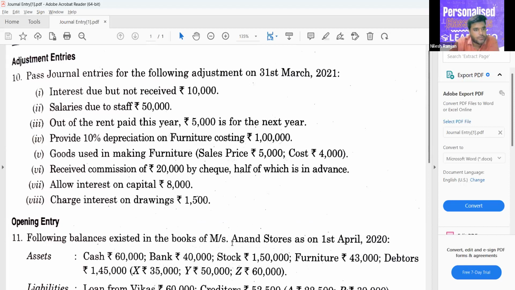Next is depreciation account to furniture. Okay. How much amount? 10,000. Very good. 1 lakh into 10,000.